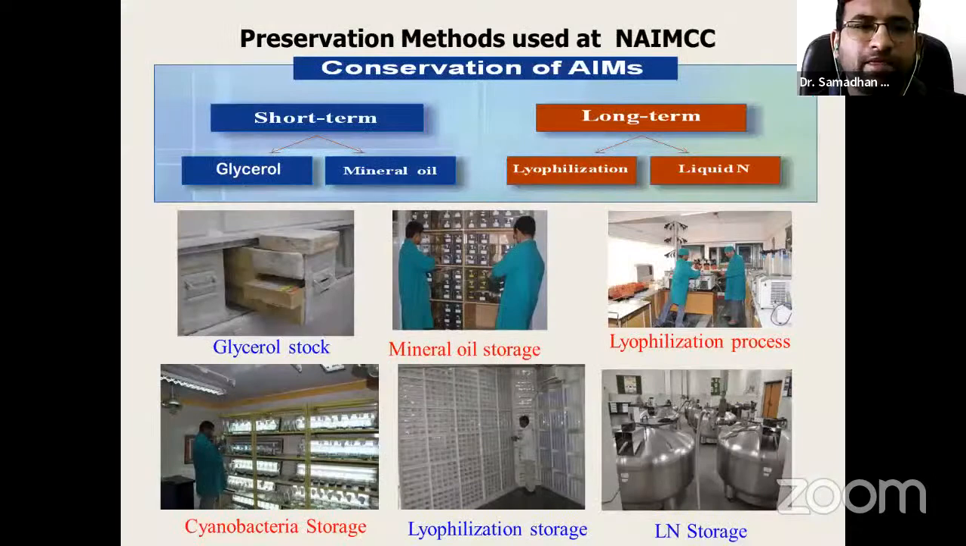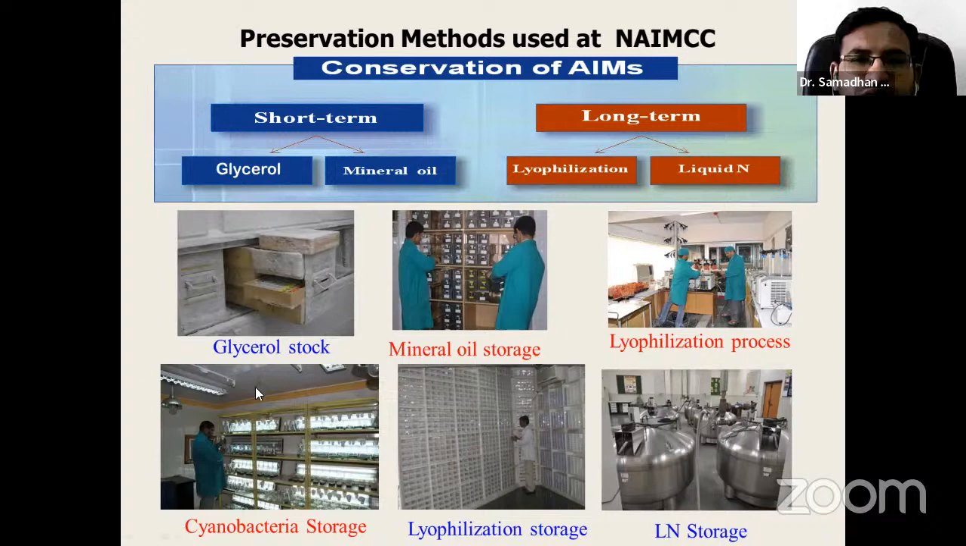So now we come to the preservation methods used at NMCC. Sorry, this is taken from NMCC, that is the National Agriculturally Important Microbial Culture Collection. For conservation of agriculturally important microbes, there are short-term and long-term methods. In short-term, they use glycerol and mineral oil, while for long-term, lyophilization and liquid nitrogen.